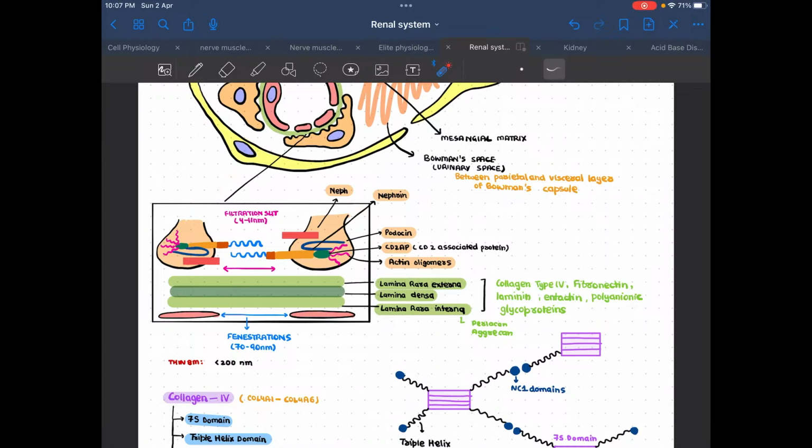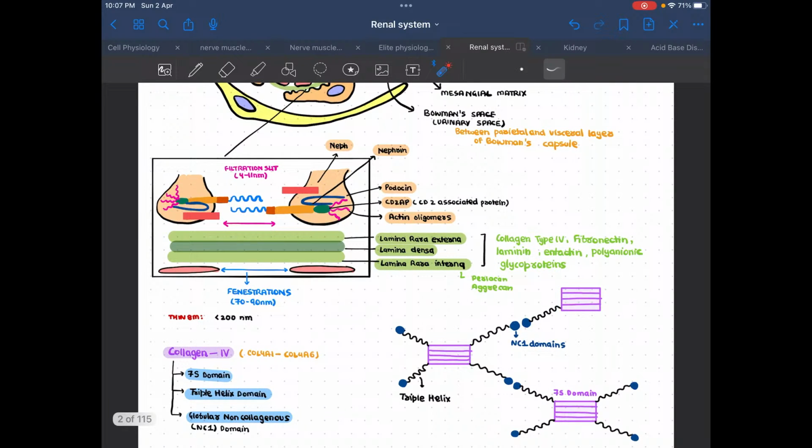So that is clinically very important for us that we remember this structure known as the filtration slit. Now, the diameter of the filtration slit is 4 to 11 nanometers, which is significantly narrower than the fenestration. They were 70 to 90 nanometers long. And a very important component of this basement membrane is collagen type 4. And here you can see collagen type 4.